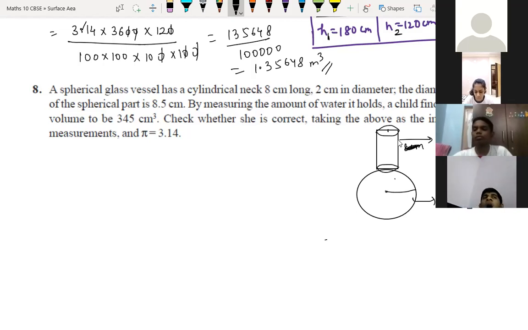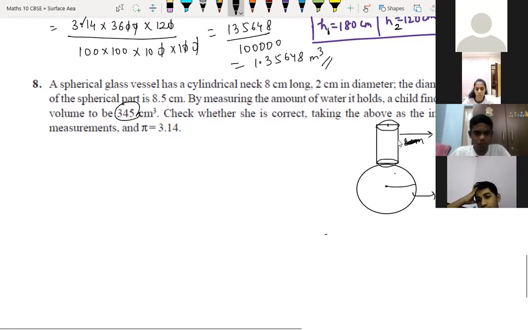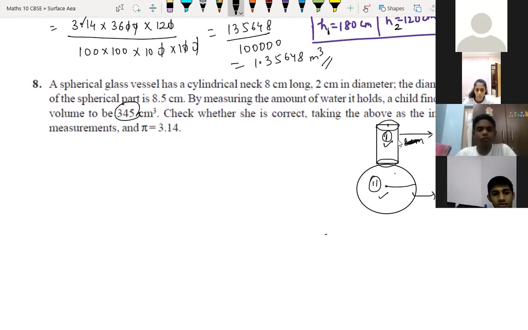By measuring the amount of water it holds, a child finds its volume to be 345 centimeter cubes. It means you can find the volume by adding the first one and second one's volume. This is first, this is second. If you add the volumes, what should you get? 345 centimeter cube. So sir, I think that is not correct.